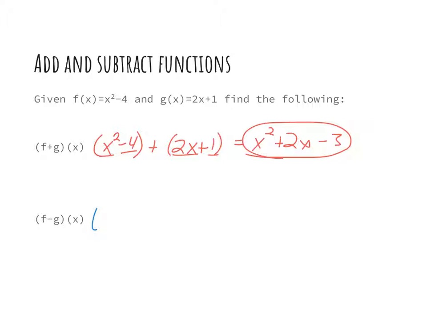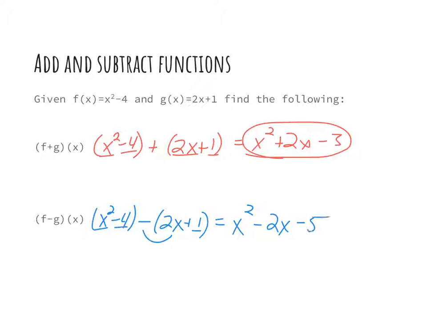When I subtract, it's always first one minus the second one. And again, I can only subtract like terms, so I've got my x squared. Now I have a minus a 2x, so I'm going to do minus 2x. And then negative 4 minus 1 gets me a negative 5. So when I subtract them, I get x squared minus 2x minus 5.